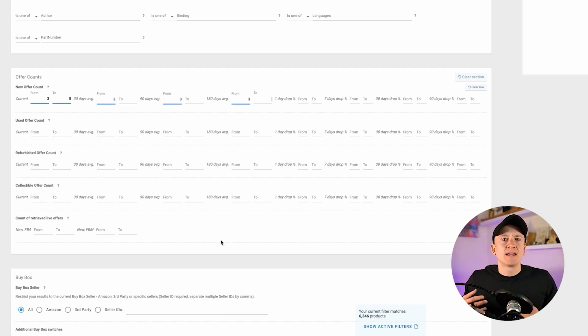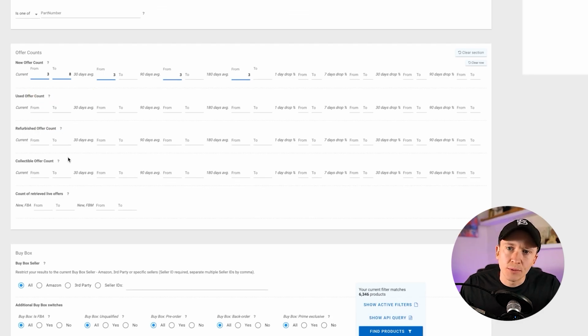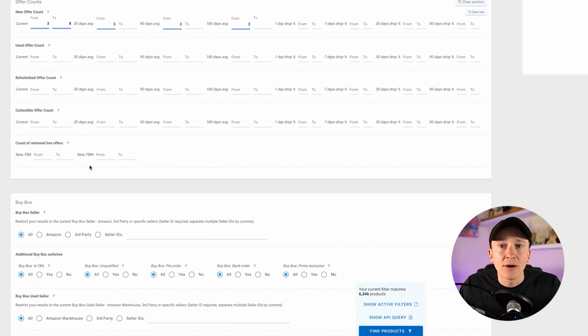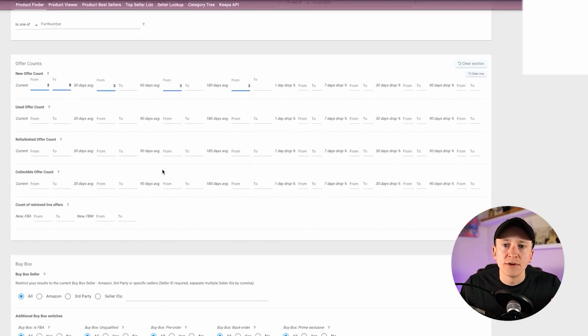So that way we can hone in on those arbitrage opportunities. Now, since I don't do used, I don't typically use this, but if you're doing books or some used products, then you can definitely use this option. Same with refurbished and collectible. The count of retrieved live offers is also very helpful for FBA versus FBM. It gives you the option to see, hey, we've got FBA sellers on it versus the FBM sellers.